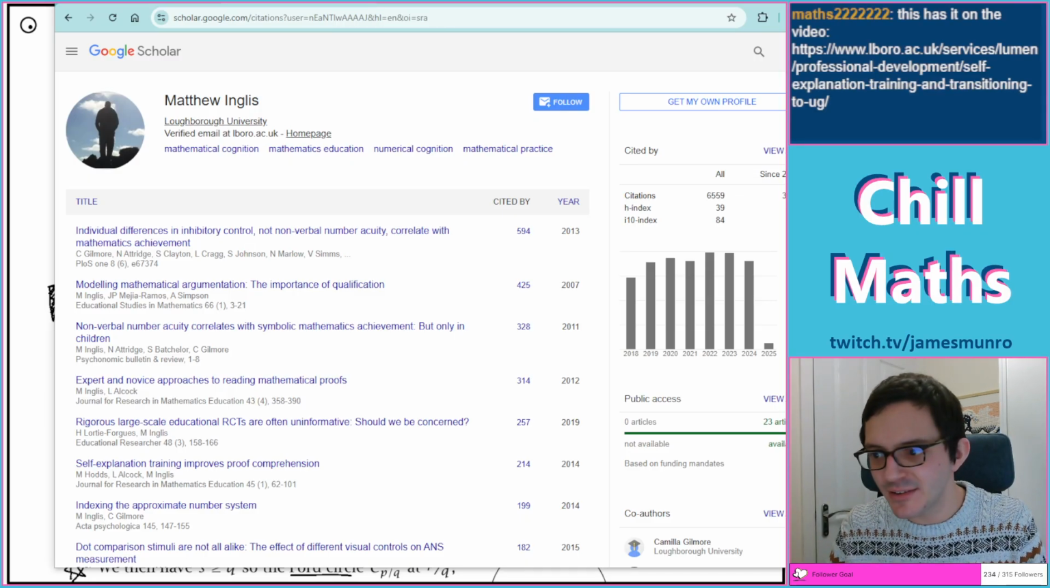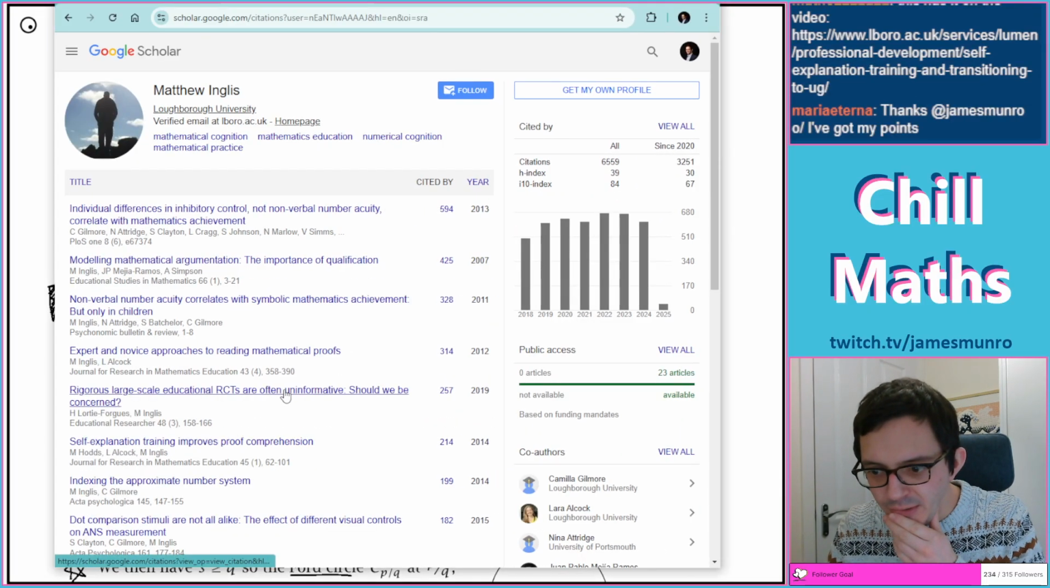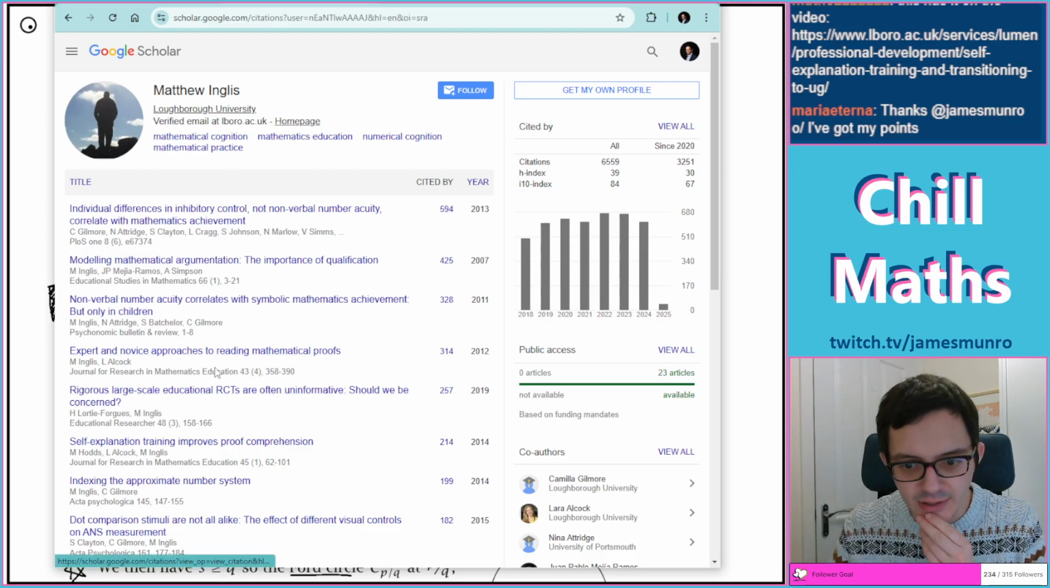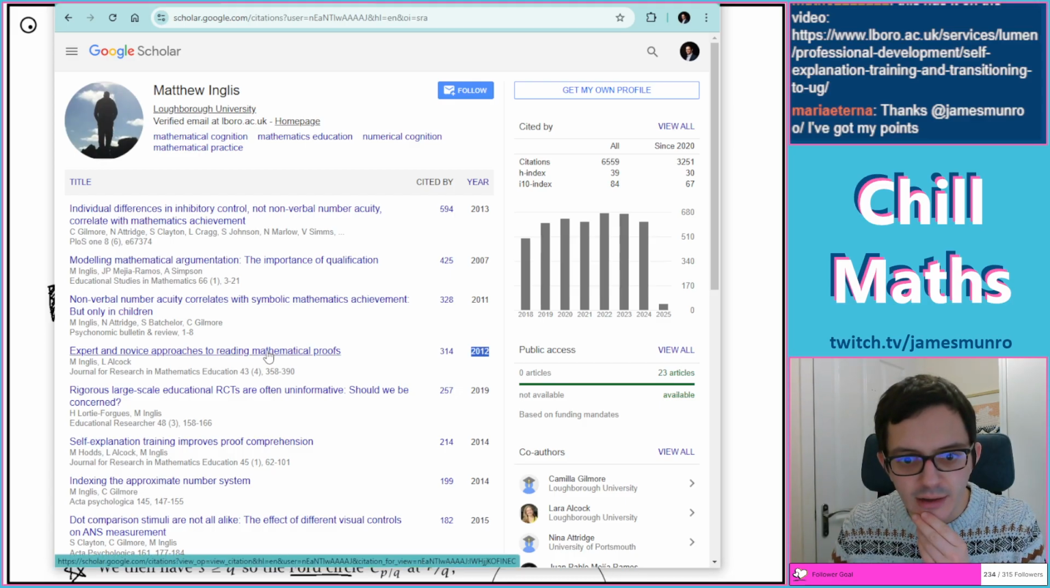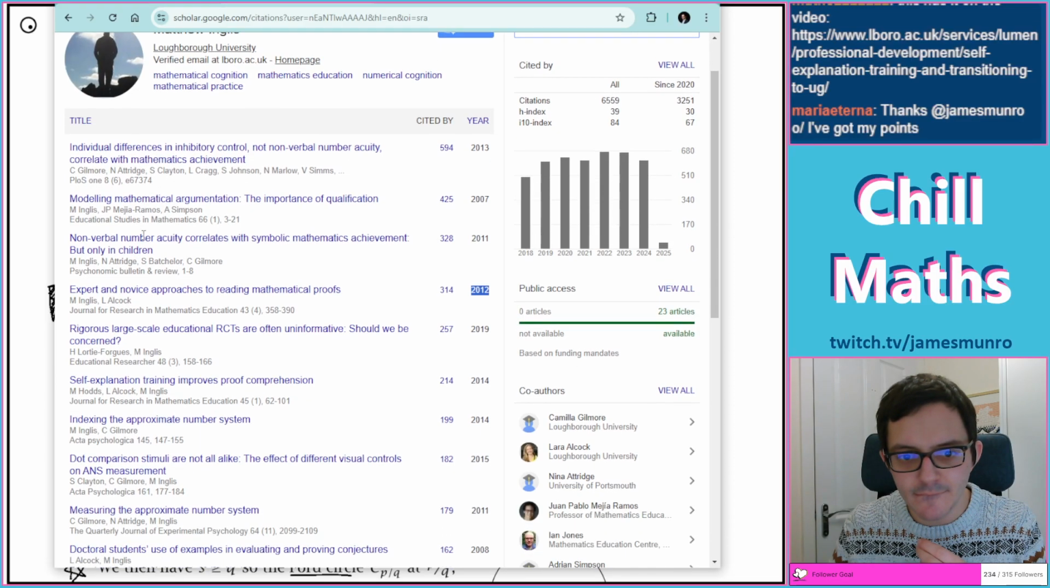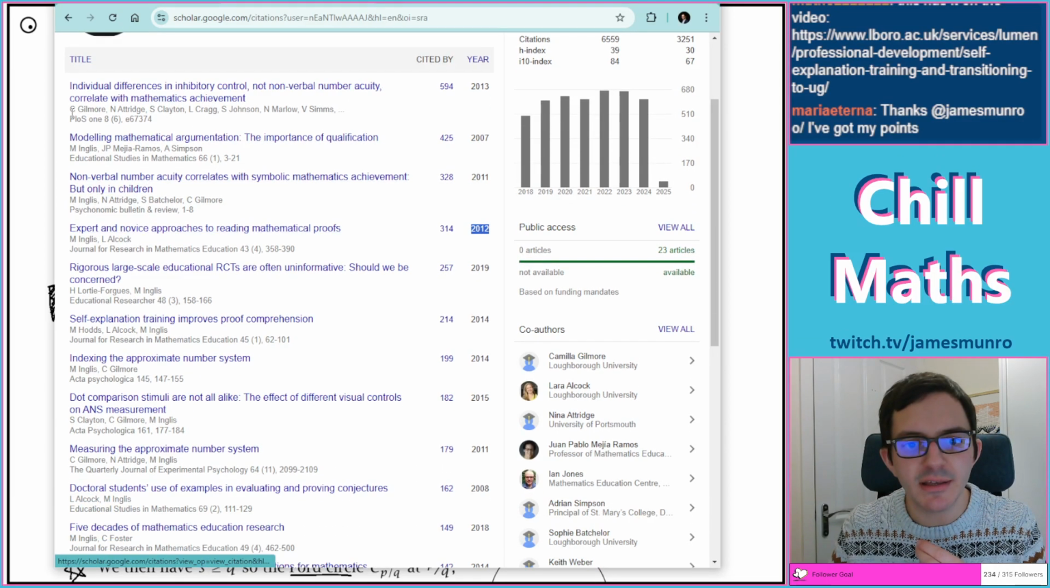Good, right. So public access. Ooh, 23 articles available. Nice. So I think we had a quick look at this one. That's the 2012 paper. I haven't looked at some of these. There's the modelling paper from 2007. Oh, is that Charlie Gilmore? Anyway.